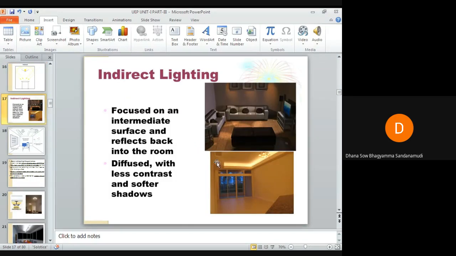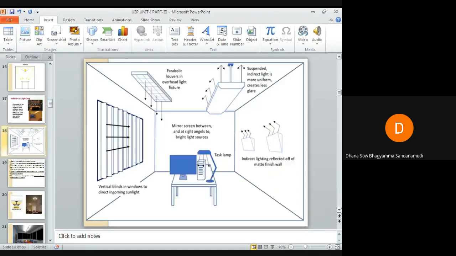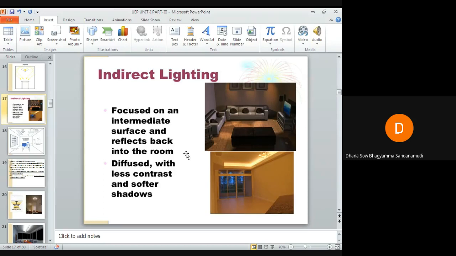So there is one more image here. This is how indirect lighting provided rooms will look like. If I want more illumination, I must fix more number of lamps. In order to get more illumination, more number of lamps must be fixed in a room. Okay, that's all.